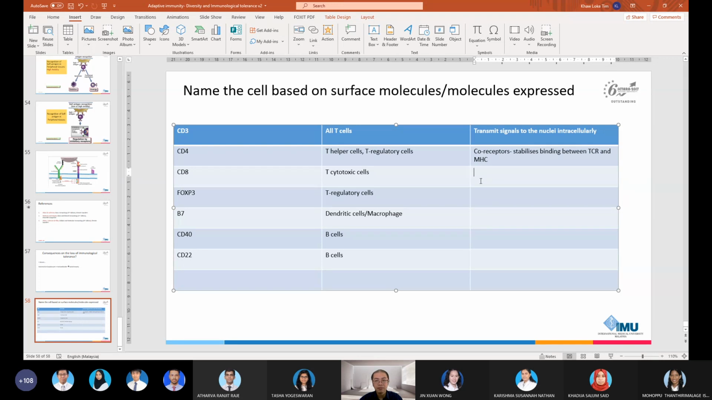Is it the same as CD4? Yep. But again, CD4 binds to what? MHC class 1 or MHC class 2? Which one? Class 2. CD8? Class 1. Yep. How about FOXP3? It's a transcription factor. Yep. So by now, just focus on it being a transcription factor. That's about it.